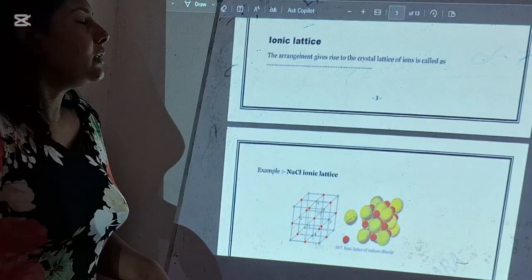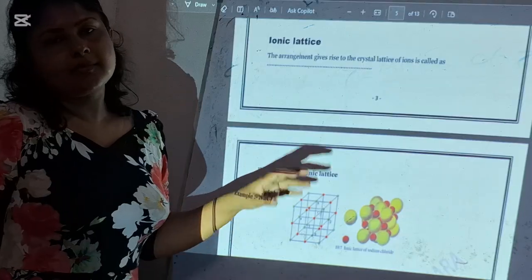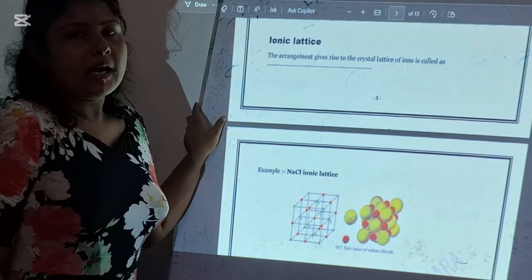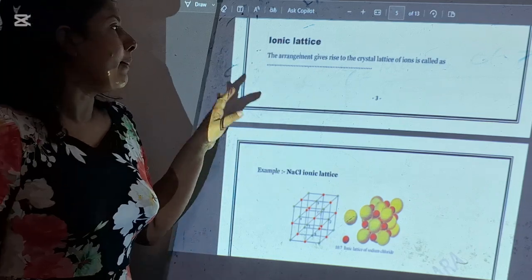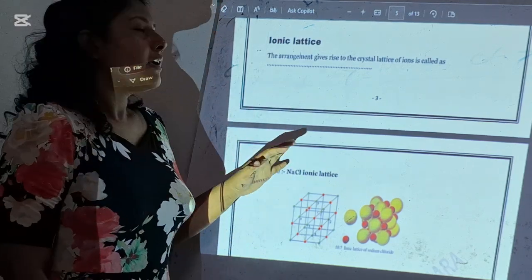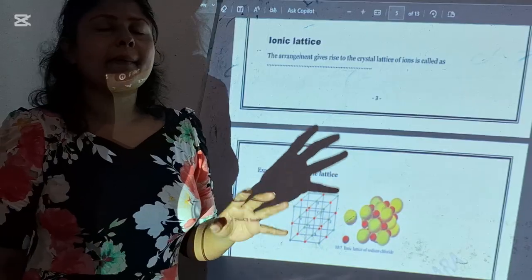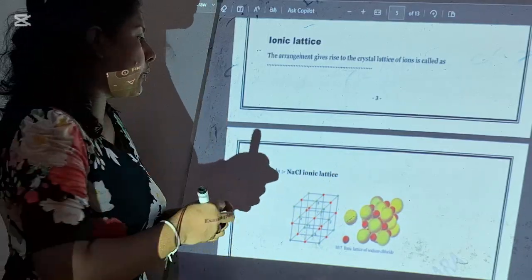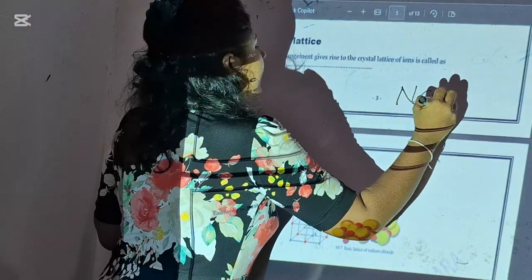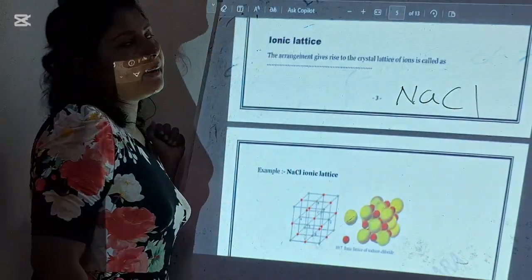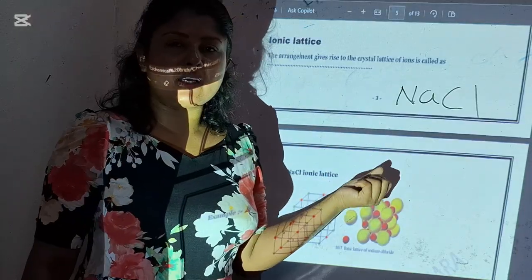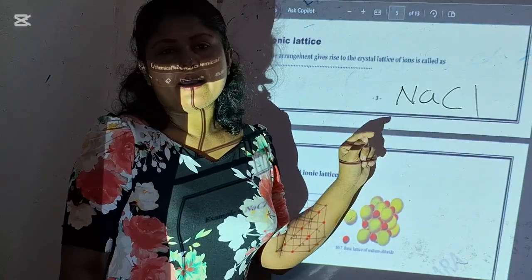Let's learn about ionic lattice. After learning about ionic bonds, we are moving to the ionic lattice. Normally, sodium chloride, we know, is an ionic bond, an ionic compound. It contains an ionic bond. This is an ionic compound.